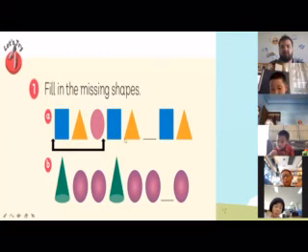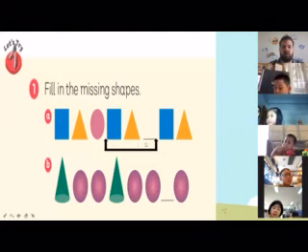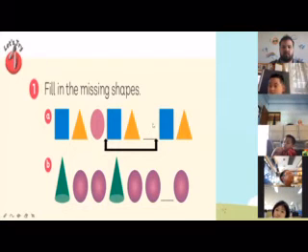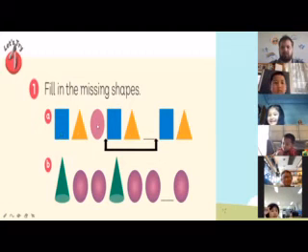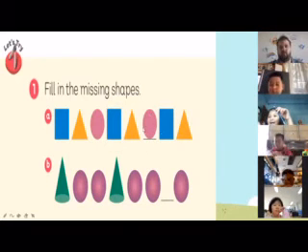Okay, let's look at our next 3. Our next 3, we have square, triangle, and something's missing. So we look back here. So it goes square, triangle, circle. So our answer is going to be square, triangle, circle. So I'd like you to please draw a circle for A. I want you to draw a circle.